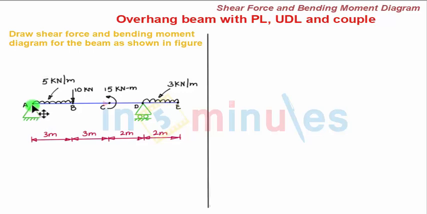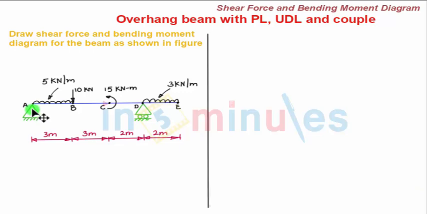Here at point A we have a hinge support, whereas at point D we have a roller support, and this part of the beam is the overhang. We see that the beam is loaded with a point load, a couple as well as a uniformly distributed load of given magnitudes, and these are the spans for the application of load. So let's solve the problem.